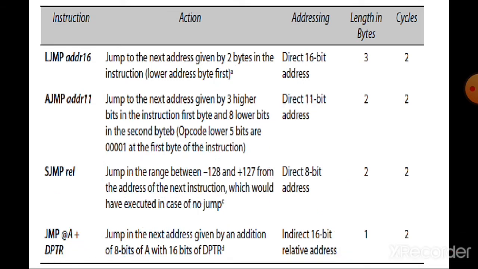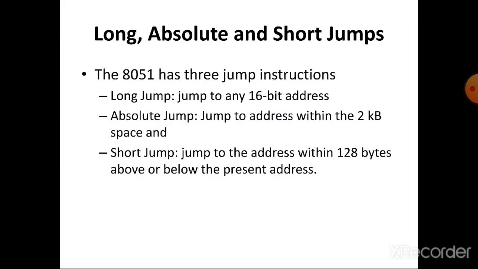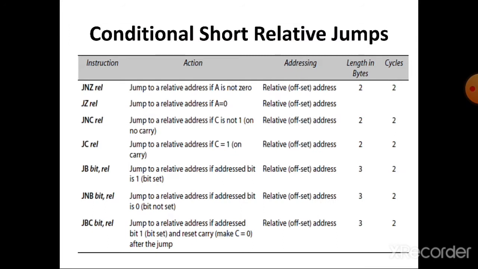So jump to the next address given by the addition of 8 bit of A with 16 bit of DPTR. So jump to the location specified with this address. And next one is conditional short relative jumps. So there are different unconditional jump instructions and conditional jump instructions.